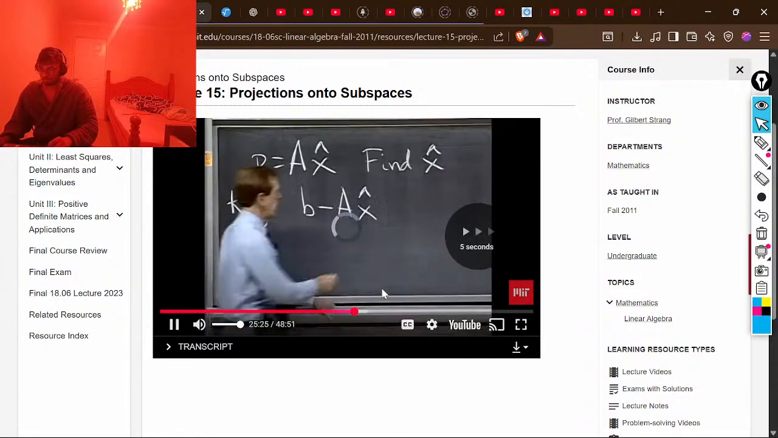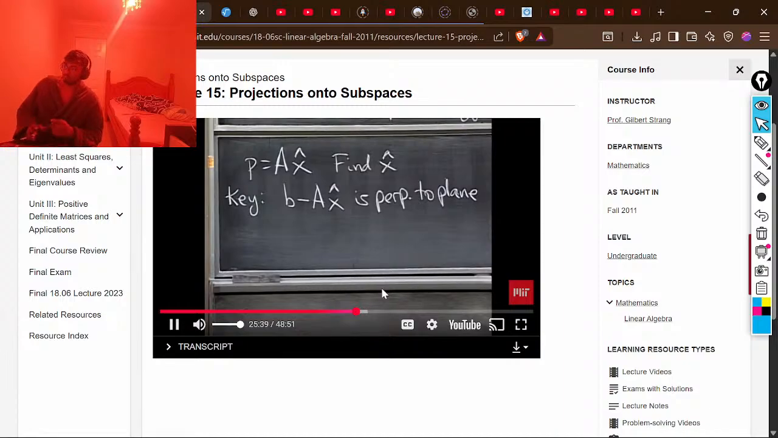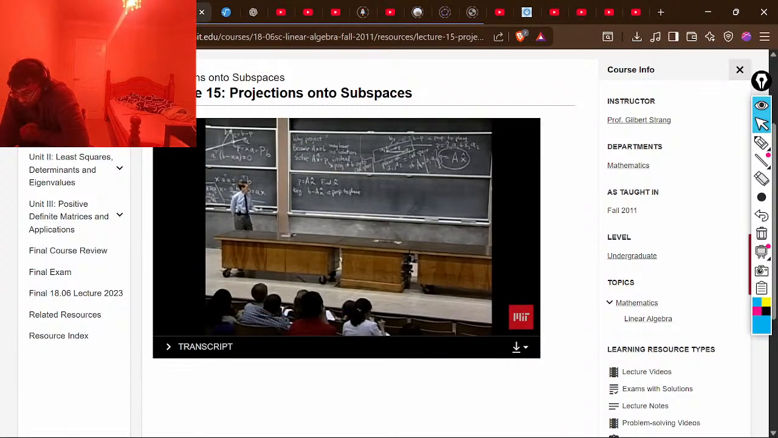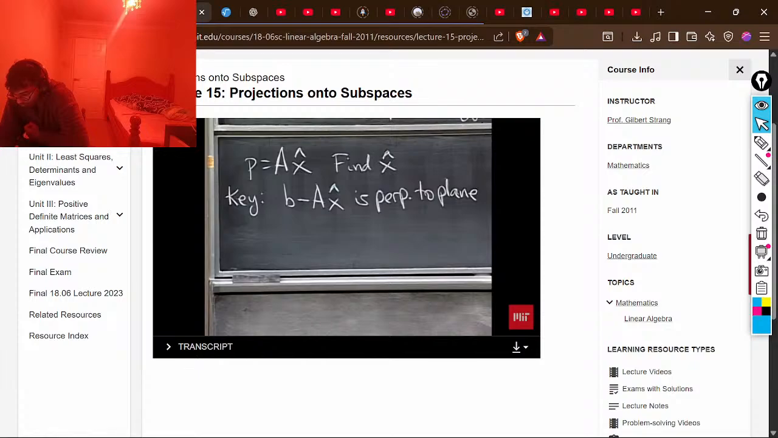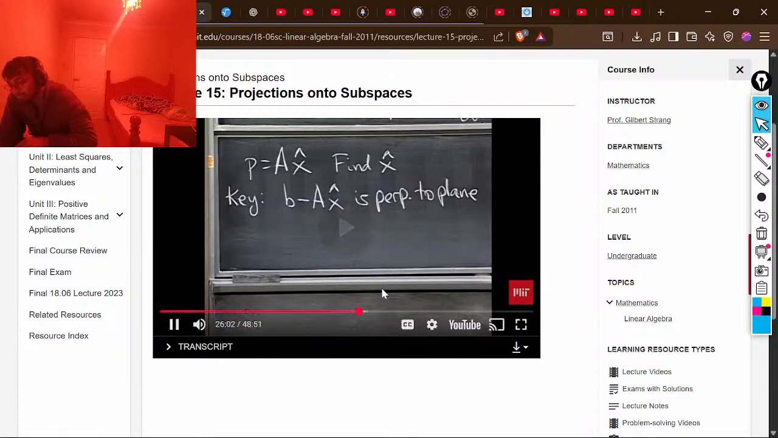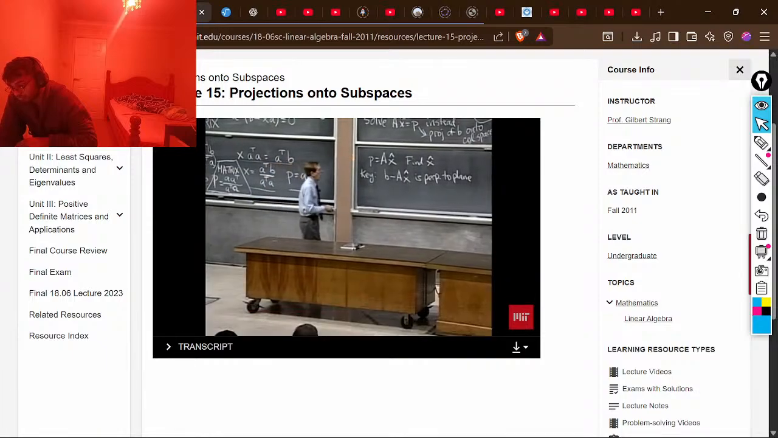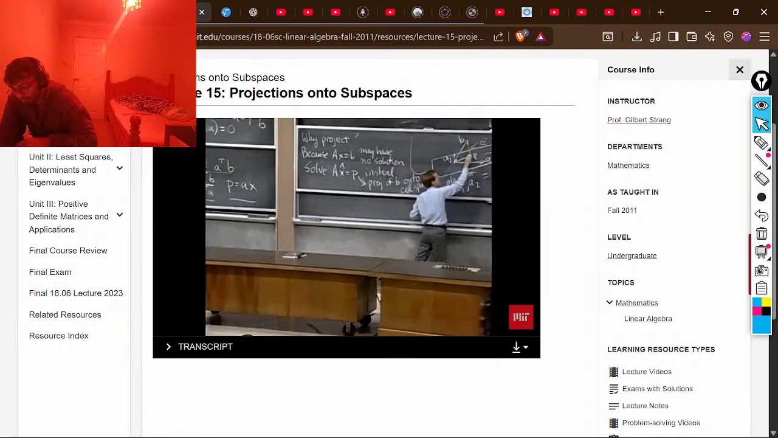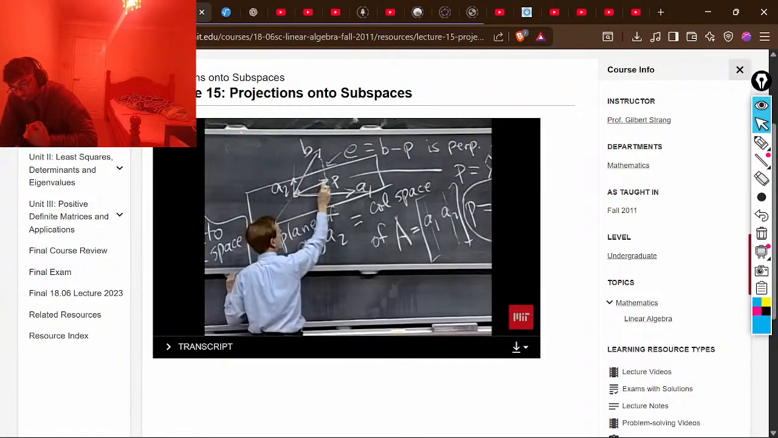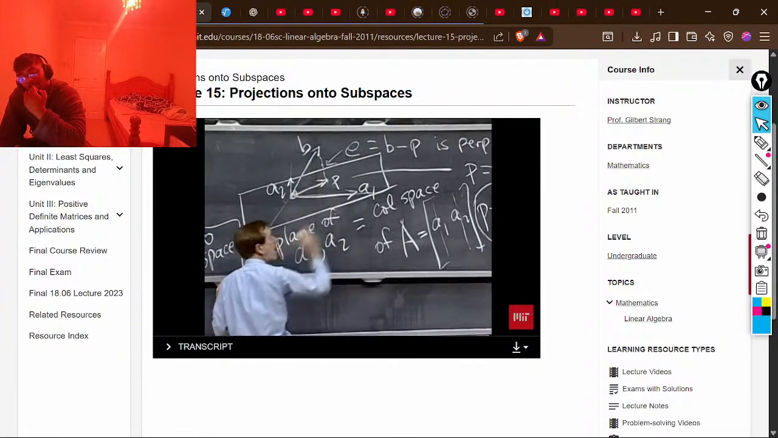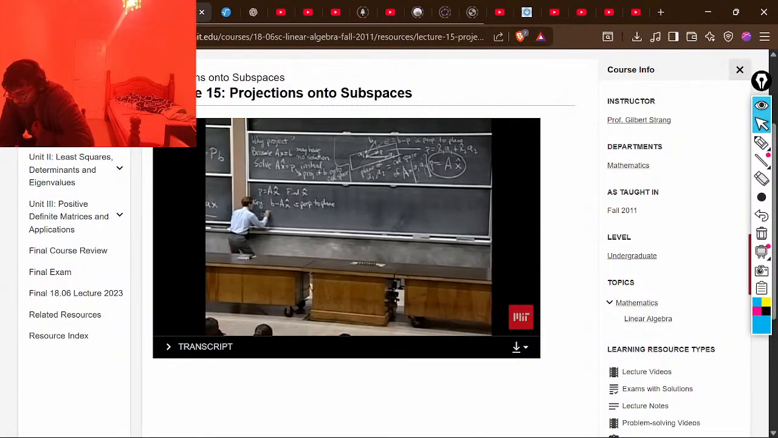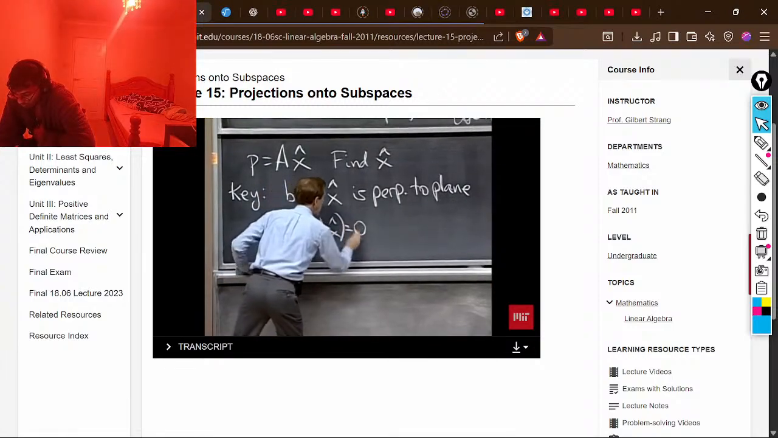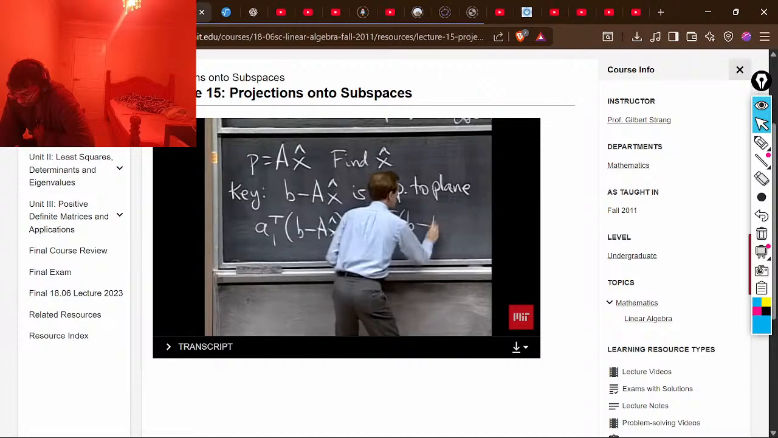Done into an equation. Perpendicular means, well, what am I looking for? I'm looking for two equations now. I've got an x1 and an x2. And I'll get two equations because this thing E is perpendicular to the plane. So what does that mean? I guess it means it's perpendicular to A1 and also to A2. Those are two vectors in the plane. And the things that are perpendicular to the plane are perpendicular to A1 and A2. It's perpendicular to everything in the plane. And the plane is really told to me by A1 and A2. So really I have the equation A1 transpose (B minus AX) is 0, and also A2 transpose (B minus AX) is 0.